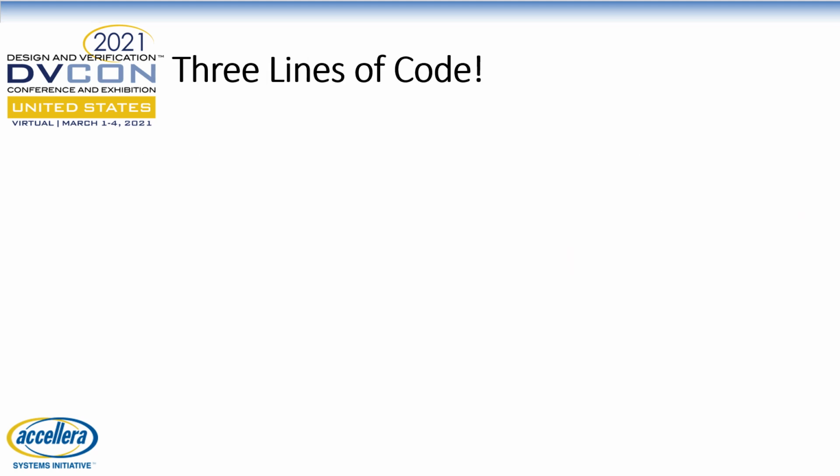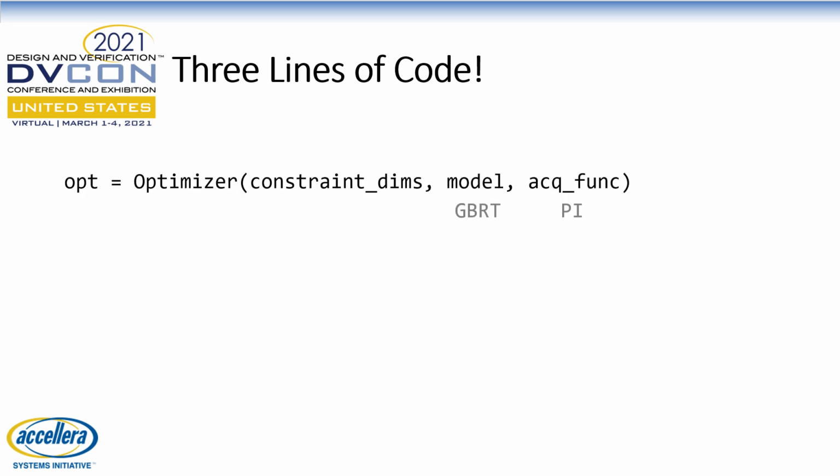Thanks to the amazing scikit-optimize library, implementing the BayesOpt flow is surprisingly simple. The core of BayesOpt only takes 3 lines of code to implement. First, an optimizer object is created with the desired model and acquisition function. Then, the various constraints are specified as a list. In this example, we have a categorical constraint representing instruction types, memory, and ALU.